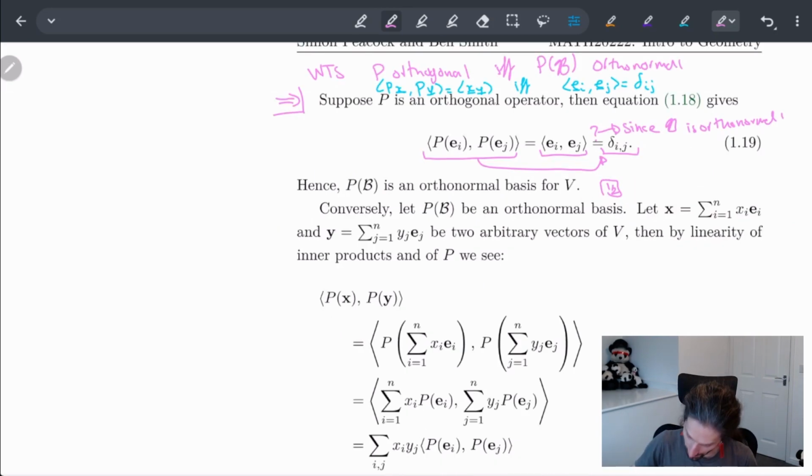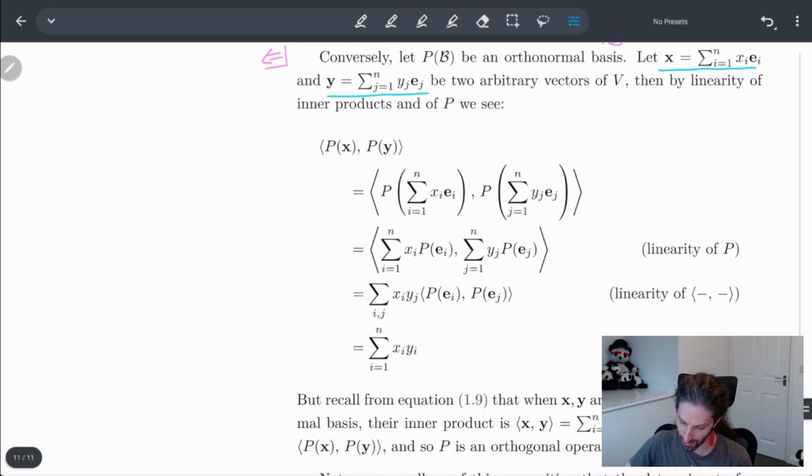So in the other direction, we're going to start off with P of B being an orthonormal basis, okay? And we're going to look at two arbitrary vectors. So x is some vector, y is some vector, and these are going to be living in V, right?